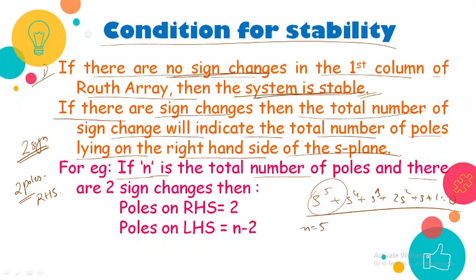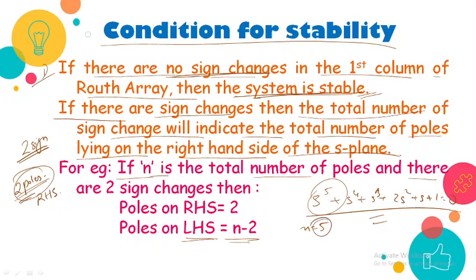And if you form the Routh array for this system, suppose I have not calculated, I am just assuming that if we solve it and you find that there are two sign changes, that will mean that two poles are lying on the right hand side of the S plane. So that would mean, how many poles are lying on the left hand side of the S plane in that case?